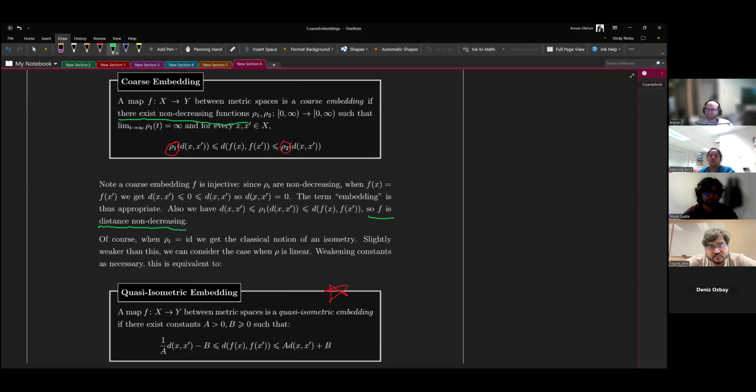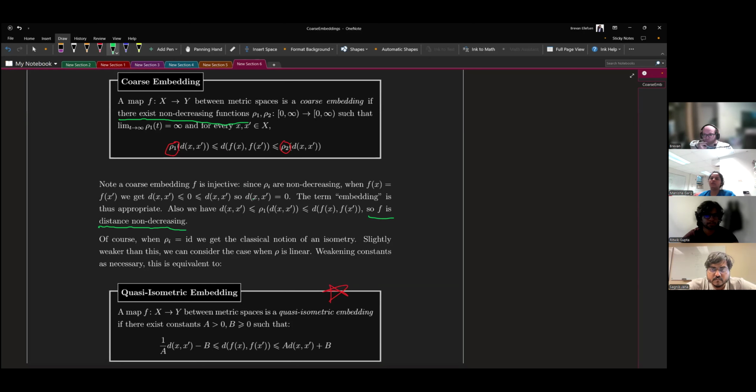I see. And one more question. So you mentioned that a coarse embedding need not be a homeomorphism in general, but similarly for quasi-isometry, it need not be a homeomorphism in general, because of Z, and R is an example where it's not a homeomorphism, right? Correct. Okay. Awesome.